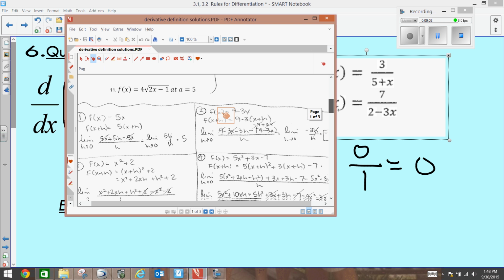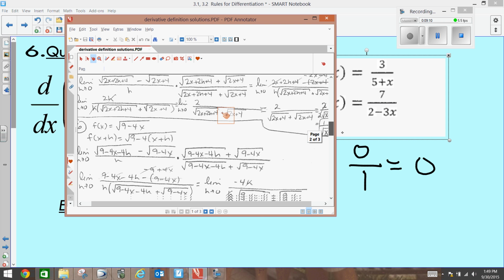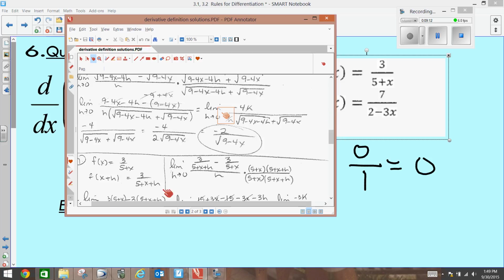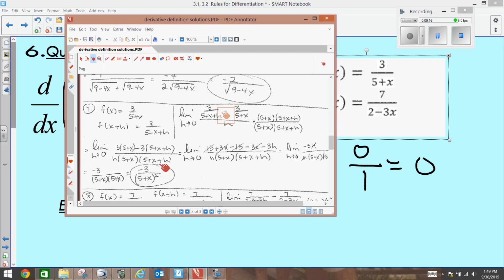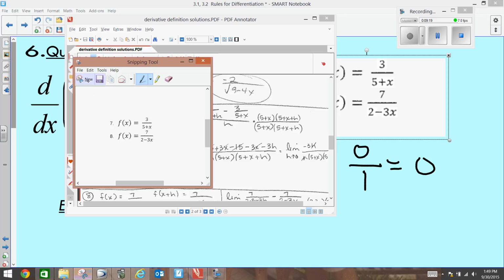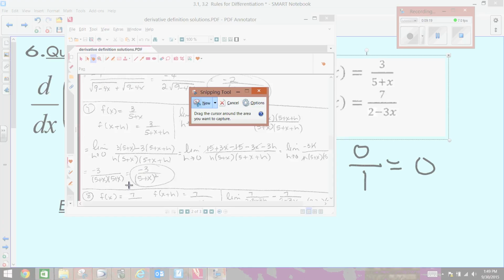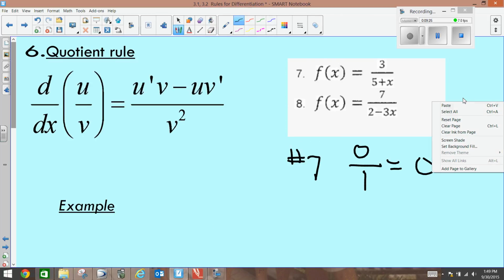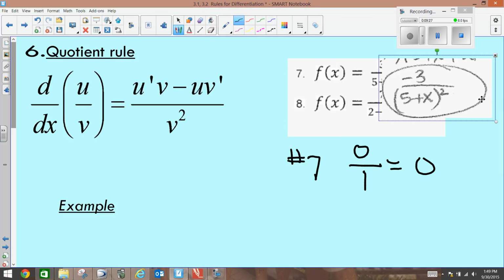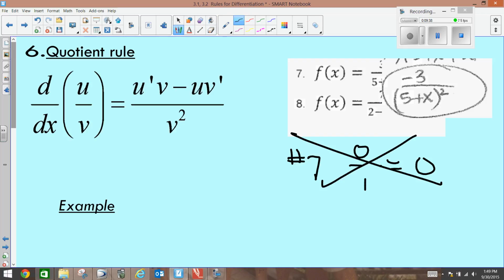Here's my solution. Number 7 looked like this, and we're going to do it here using the quotient rule. Here's 7 right here. I'm just going to paste it so that we can verify that. That's just 7, so that's good. All right, so let's try 7 using the quotient rule. Okay, let's get rid of this.